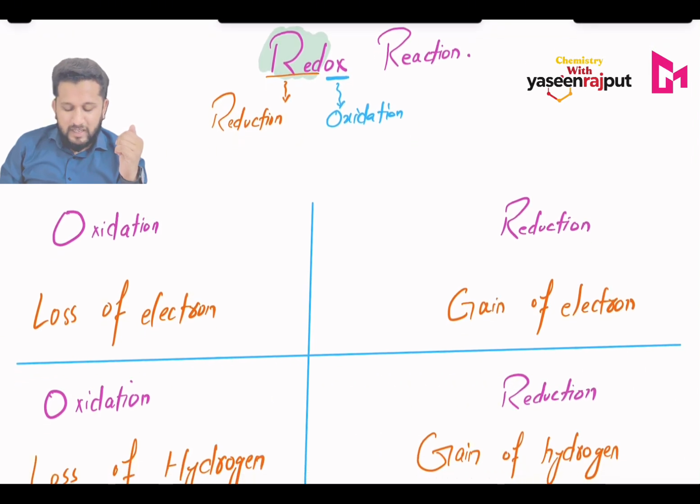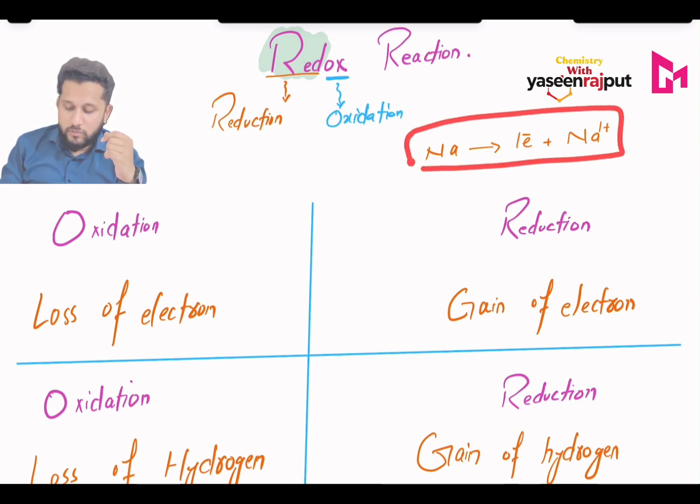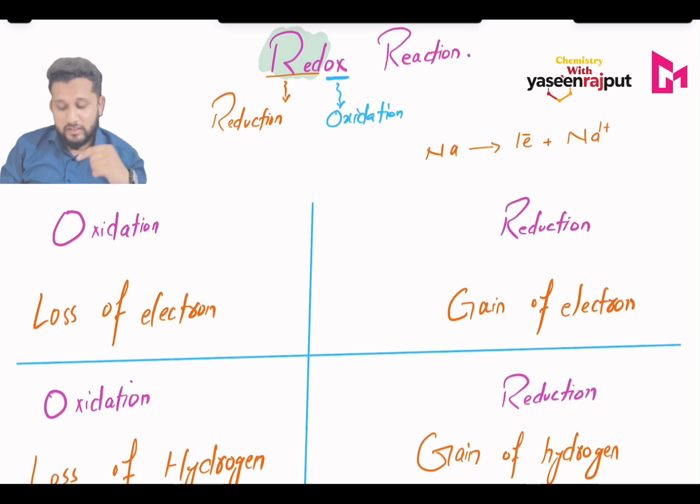What is oxidation? Oxidation means loss of electron and reduction means gain of electron. I'm talking about oxidation in terms of electron, okay? For example, sodium is going to lose its one electron, and it becomes Na+. So this sodium is being oxidized. In other words, sodium is losing electrons, so there is oxidation you can observe over here. But you can't say that this is doing oxidation. You have to say that the sodium is being oxidized. This is the right sentence.